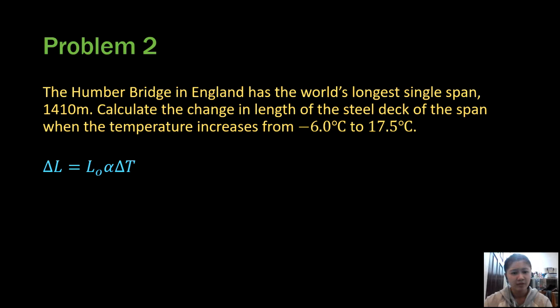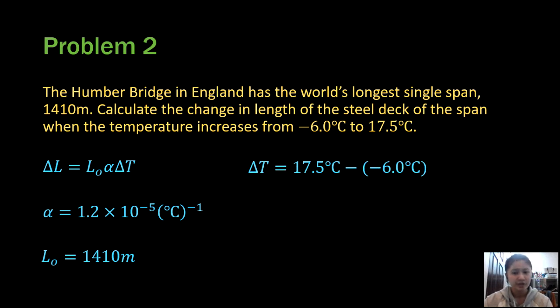First, you can actually look in the table that steel has an alpha value of 1.2 times 10 raised to -5 degrees Celsius raised to -1. That's in the table, or just look it up on the internet and you will find that value. And for the initial length, it's given in the problem, which is 1,410 meters. And for the change in temperature, it's -6.0 degrees Celsius to 17.5 degrees Celsius. So change in temperature means final temperature minus initial temperature.